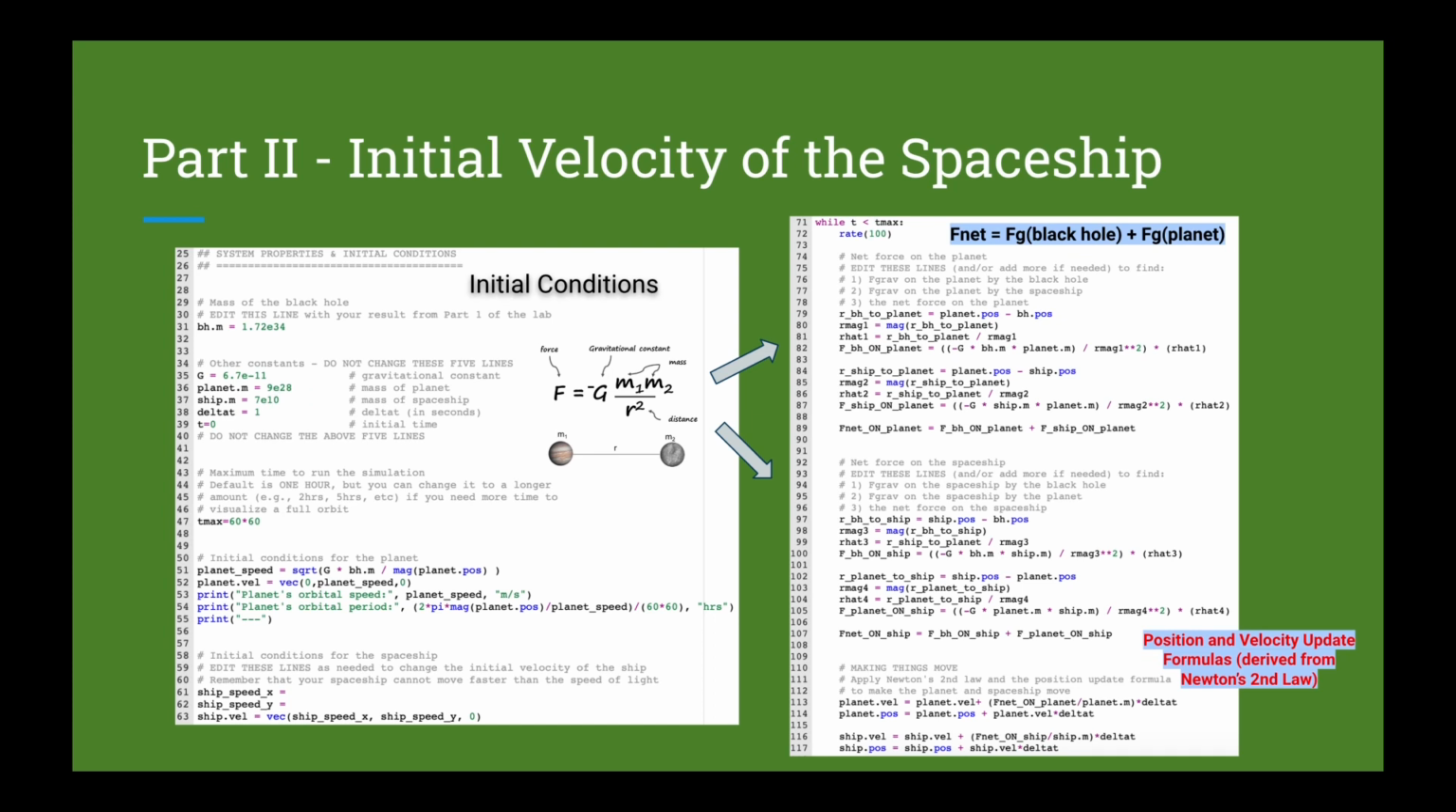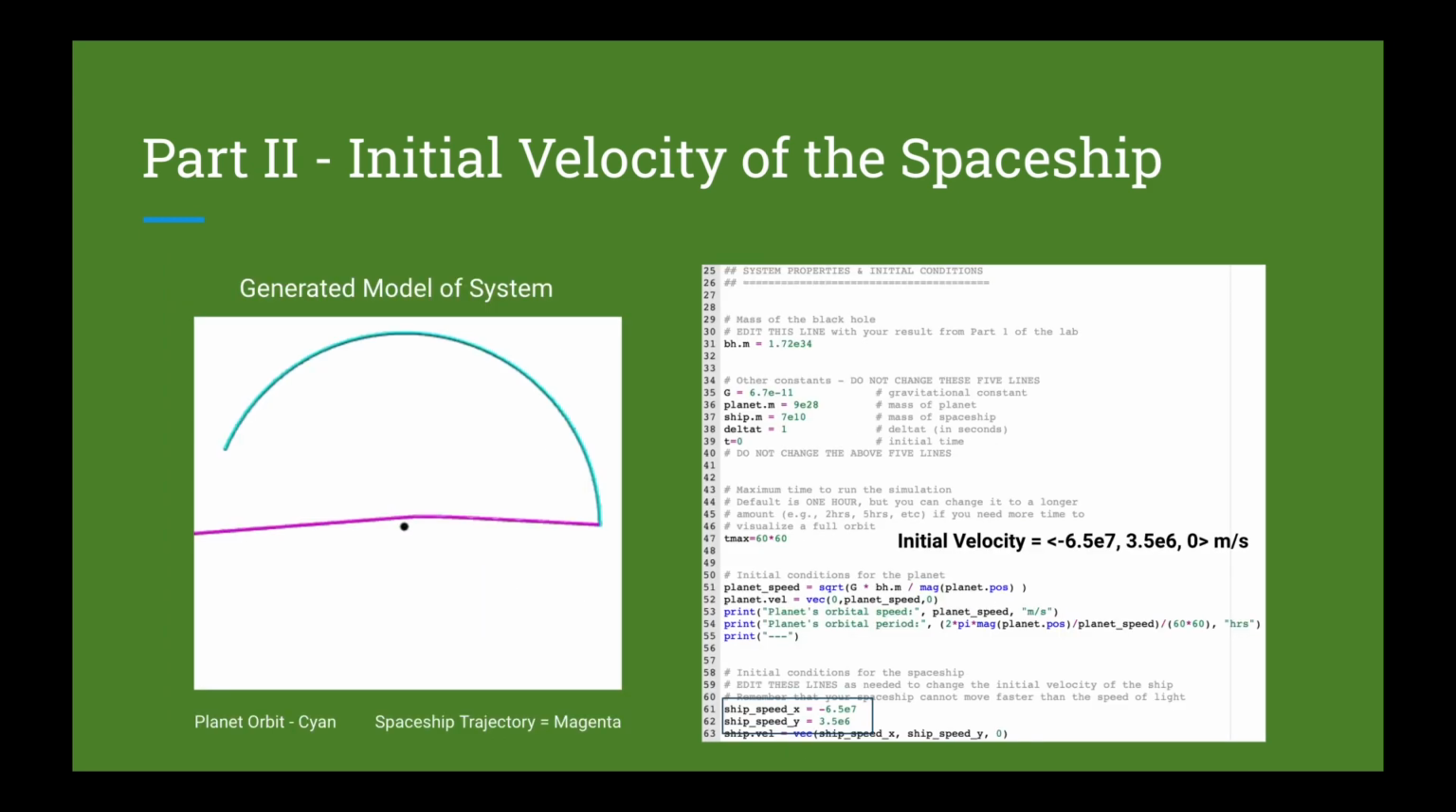At the end of our while loop, we used the position and velocity update formulas as derived from Newton's second law to update the position and velocity of the planet and the ship at every time interval. Using trial and error, we determined the initial velocity to be negative 6.5 times 10 to the 7, 3.5 times 10 to the 6 meters per second. And here's a generated model of the system in which we can see the spaceship passing the black hole but not crashing into it or the planet.